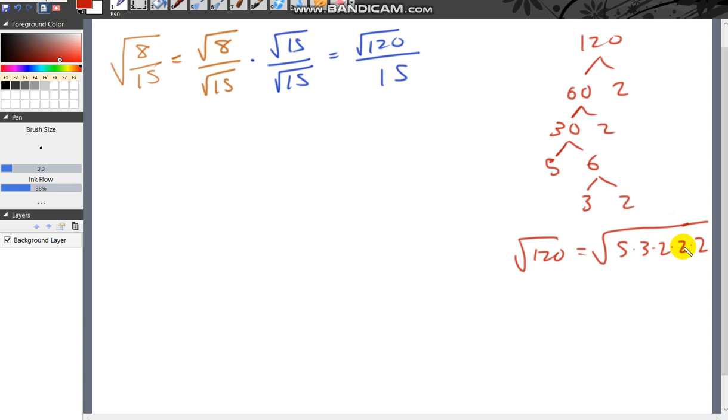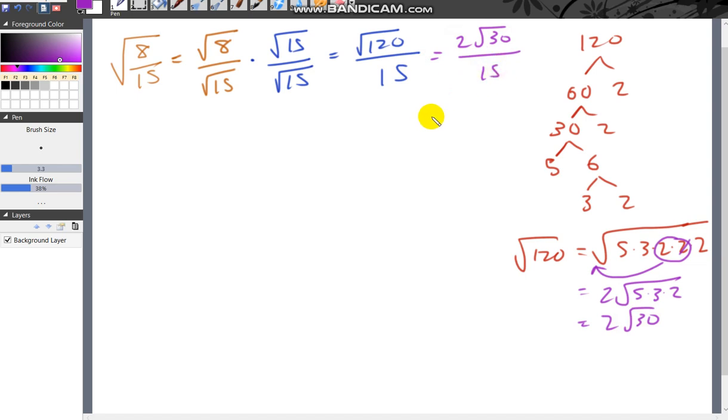Okay, and then what we are going to do is we look for partners in crime. Partners in crime, one gets shot, one comes out. 2 times the square root of 5 times 3 times 2. So we have 2 times the square root of 30. So we can change this as 2 times the square root of 30 divided by 15. And I believe that's it. I believe we can't simplify it any further. So this would be in simplest radical form.